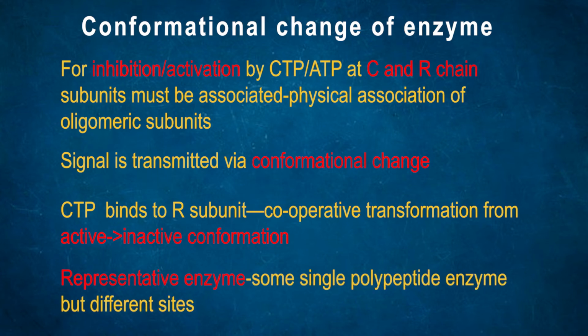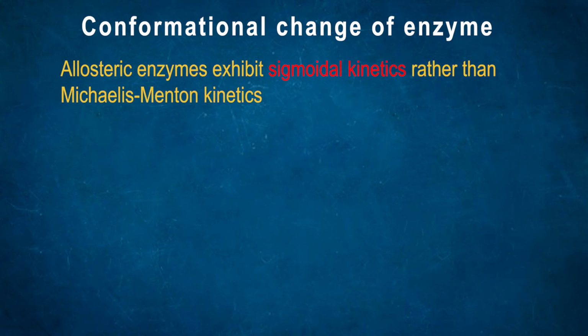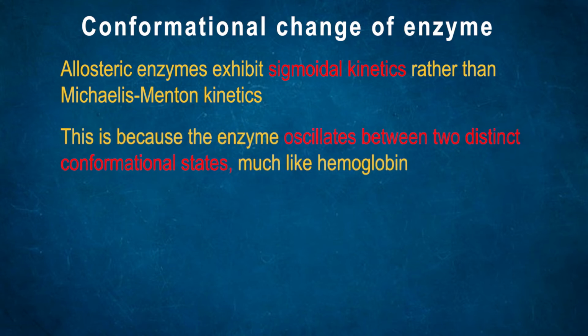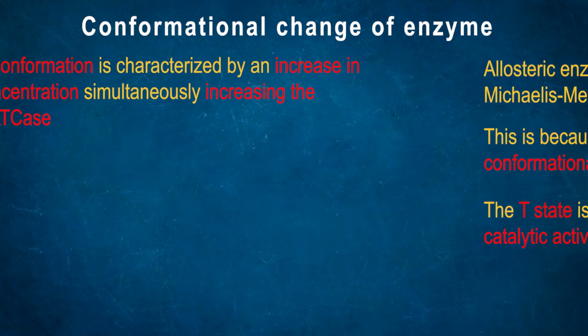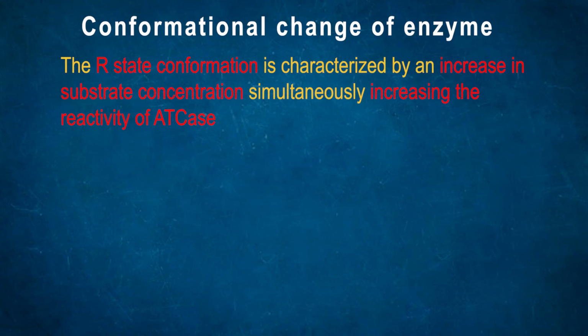So this is a representative enzyme. Some single polypeptide enzymes are also allosteric in nature, but they must have different sites for catalytic as well as regulatory actions. Allosteric enzymes exhibit sigmoidal kinetics rather than Michaelis-Menten kinetics. This is because the enzyme oscillates between two distinct conformational states, much like hemoglobin. The T state is characterized by low substrate affinity and low catalytic activity. The R state conformation is characterized by an increase in substrate affinity, simultaneously increasing the reactivity of ATCase.